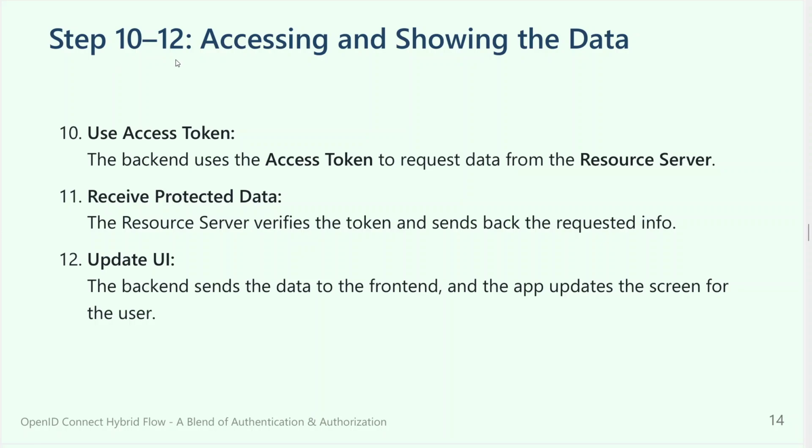Then you have step 10 and 12. So use the access token, receive protected data, and update UI. The common stuff after you have the tokens depends on your application. So the backend uses the access token to request the resource server, as I was saying. It's not your browser going directly to the backends that contain the sensitive information, but your backend that is doing that. That's the difference between this flow and the first flow, I would say, in terms of architecture.